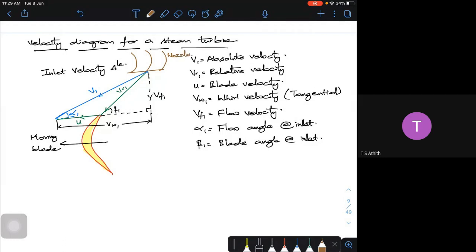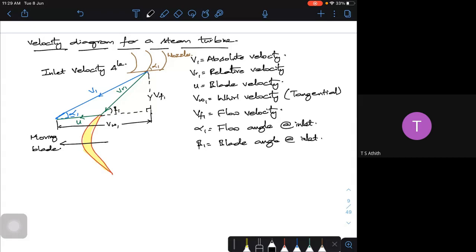So what will happen? From the nozzle I can measure this, which will be my alpha 1. From the nozzle, what I could see is the flow coming out of that particular nozzle and entering your moving blade. So I have the whirl velocity, all these components.